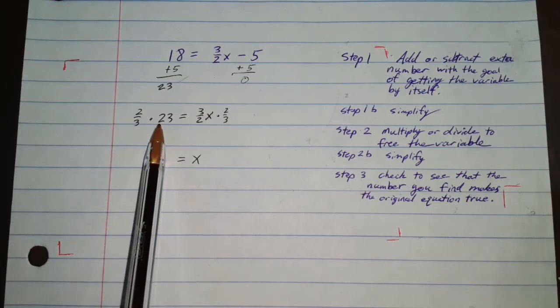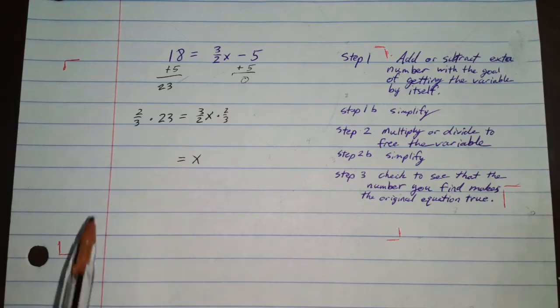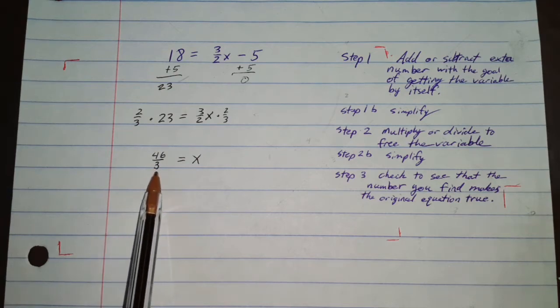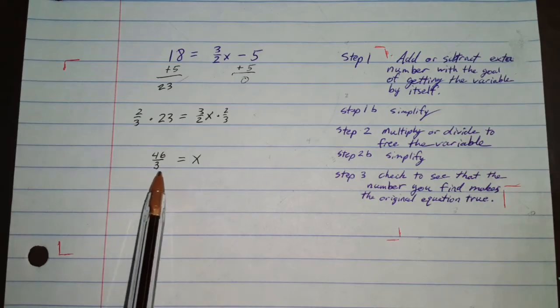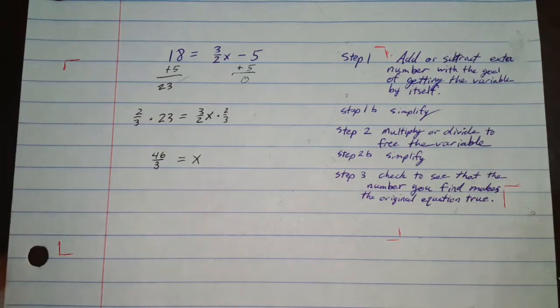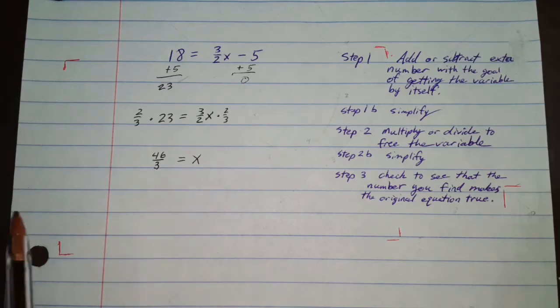Now over here, I'm going to have 2/3 times 23, which is going to give me 46/3. And so I have this improper fraction here. Now this doesn't really reduce. You could change it into a mixed number or to a decimal. I'm going to leave it just as an improper fraction. So I claim that x is equal to 46/3. Now I want to go back and plug it into the original equation here and see if it gives me a true statement.